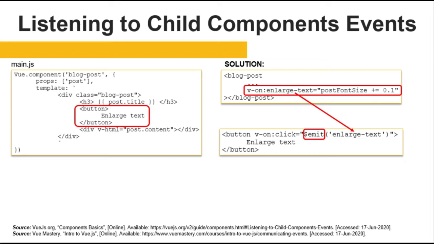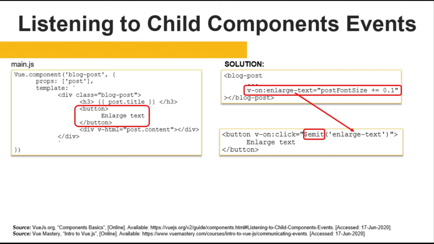The parent can choose to listen to any event on the child component with v-on. In our case here, using v-on inside the blog post component, we put an enlarge-text custom event. Again, this is a custom event depending on your choice, just as we would in a native DOM event.